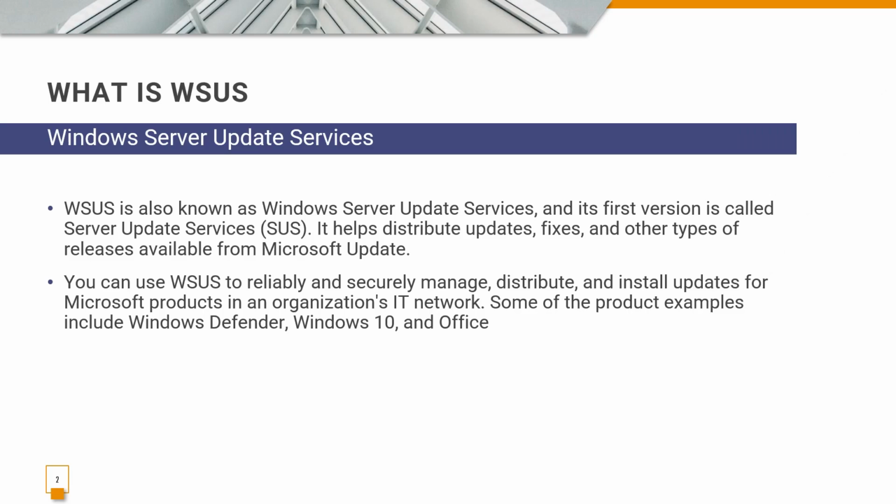So what is WSUS? WSUS stands for Windows Server Update Services, and its first version was called Software Update Services. It helps distribute updates, fixes, and other types of releases available from Microsoft Update. You can use WSUS to reliably and securely manage, distribute, and install updates for Microsoft products in an organization. Some of the products, for example, include Windows Defender, Windows 10, Windows 11, and Office applications.